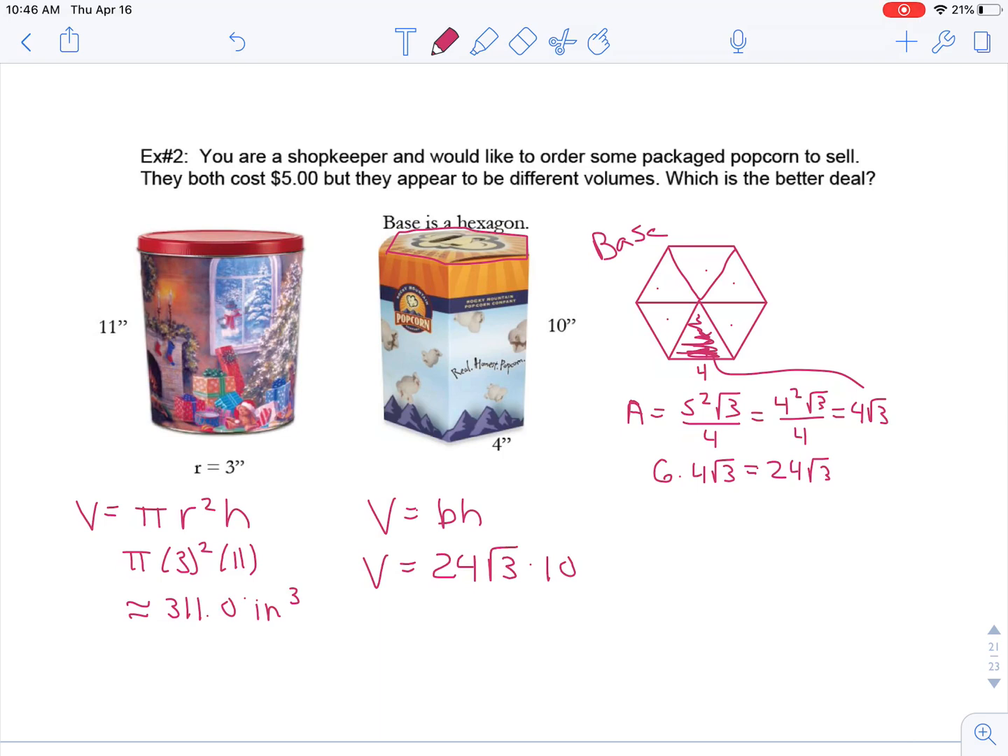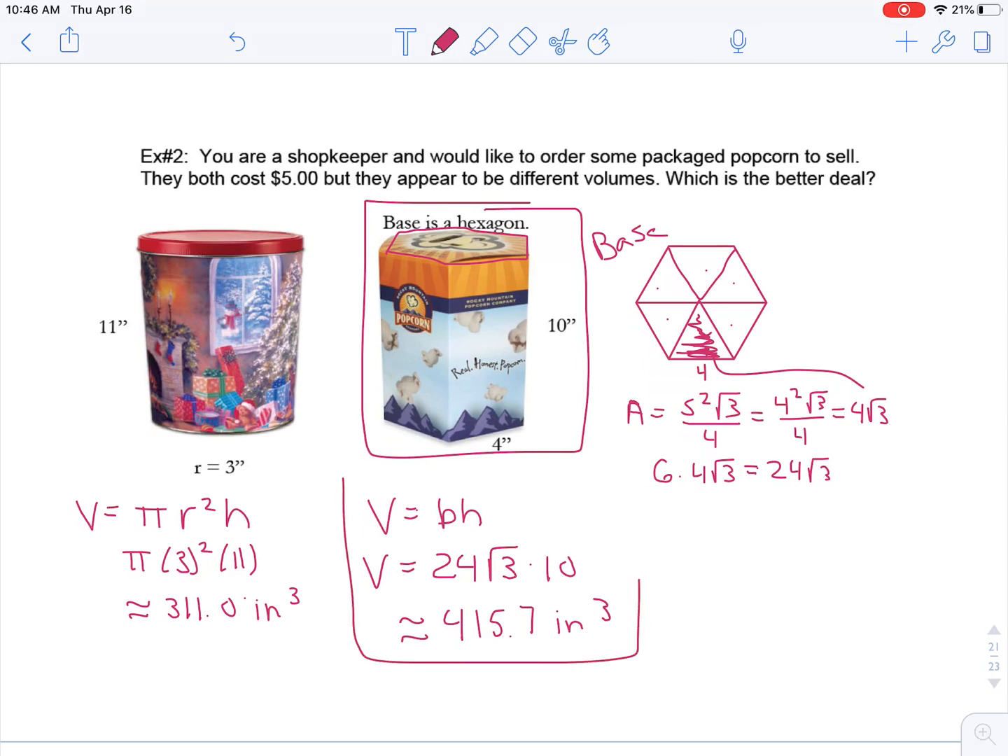Again, I don't want to put root 3 in my answer. I want to know what that actually means. And we find that to be about 415.7 inches cubed. So in this case, our better deal would be the hexagonal container that we have on the right.